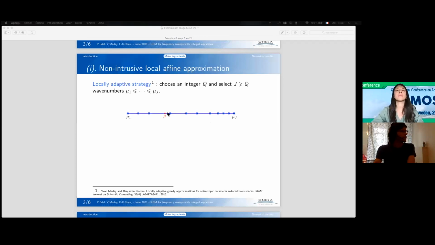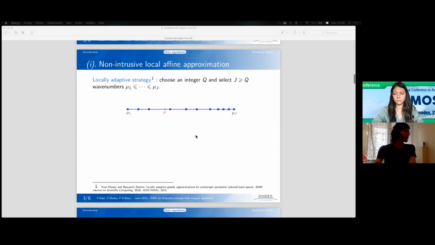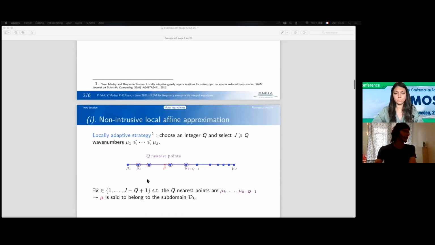In terms of how the sampling is done, how the nearest points are selected: since the parameter is one-dimensional here, this is simply the Euclidean distance that I'm considering. So, for instance, if you have mu there, the nearest points are simply based on the Euclidean distance here. There's nothing really special here.